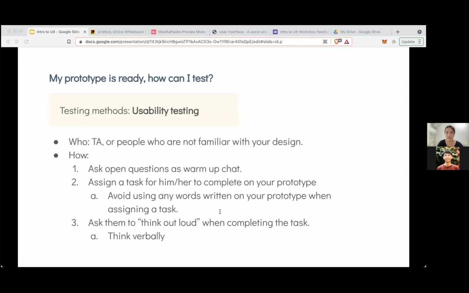Can I give hints to them? I would say no. Leave them to think about it for a bit, because that is what your user will be doing out there without your guidance by their side. And also, when you observe them trying to solve the problem, it might give you more insights too.